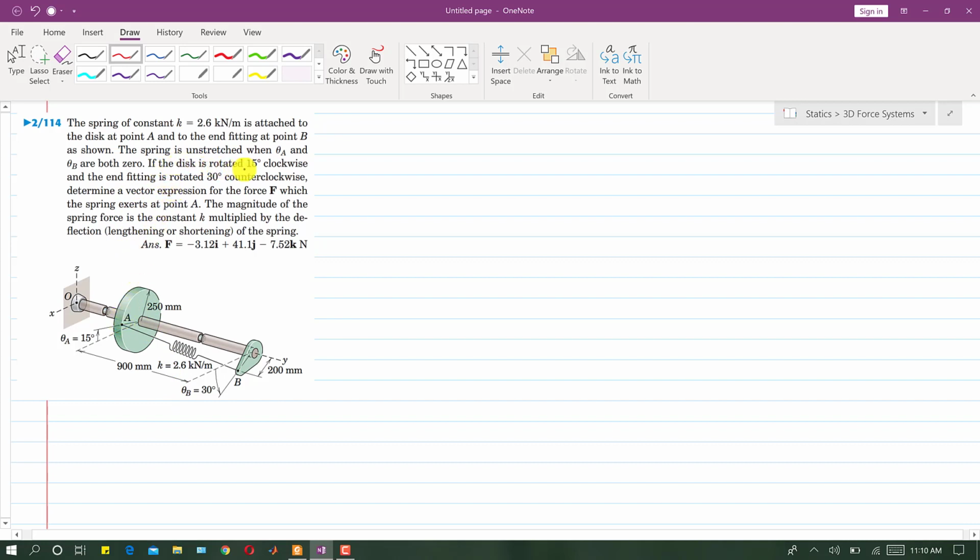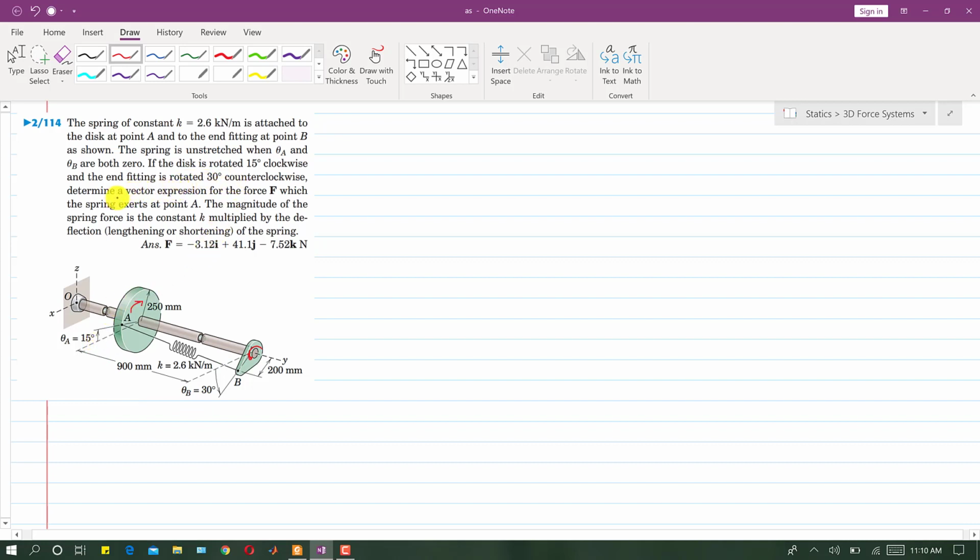If the disc is rotated 15 degrees clockwise and the end fitting is rotated 30 degrees counterclockwise, so this is rotated in this direction and this is rotated in this direction, what it will do is stretch this spring. It is rotated 15 degrees and it is rotated 30 degrees. So these are those angles.